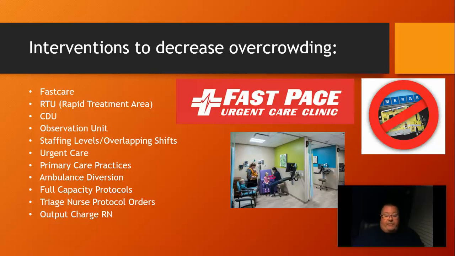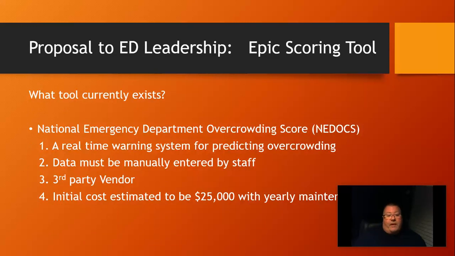My proposal to the ED leadership is to create an EPIC scoring tool. Currently, the tool that is most widely used is the National Emergency Department Overcrowding Score, NEDOCS, which is a real-time warning system for predicting overcrowding. The data must be manually entered by ED staff. It's a third-party vendor, and the initial cost is approximately $25,000 with yearly maintenance fees.